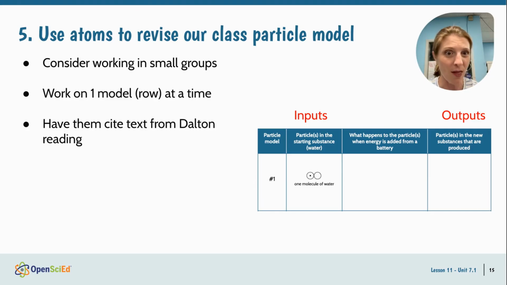So just consider that. You may want to ask the students to work in small groups. Have the small groups work at one model or row at a time before calling everyone back together to come to consensus. Coming to consensus is super important, though. This may even include having students come to the board to show their ideas and having the class give feedback on the models that they're making. While making the models, have students cite evidence from the Dalton reading to justify the models that they are making.